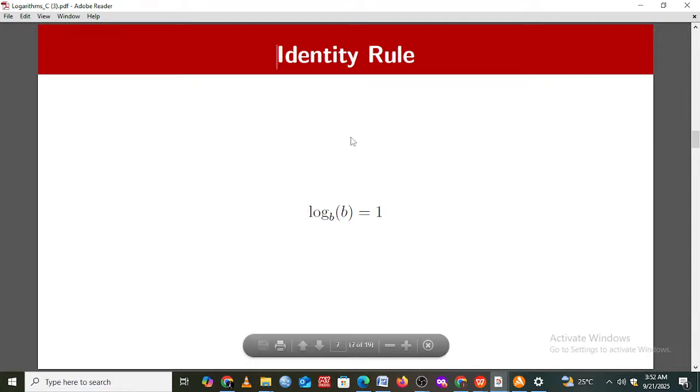to the next one, which is the identity rule. This law is also known as the logarithm to its own base. The logarithm of any number to its own base is 1. That is, log 1 base 1 is 1, log 10 base 10 is 1, and you see that log b base b is 1. So the logarithm of any number to its own base, that is, when your log and your base are identical, the result is always 1.